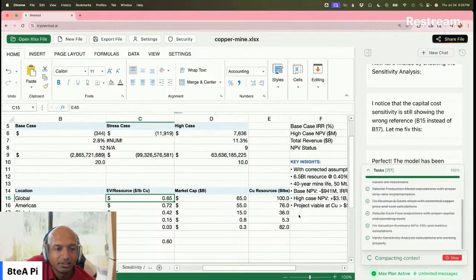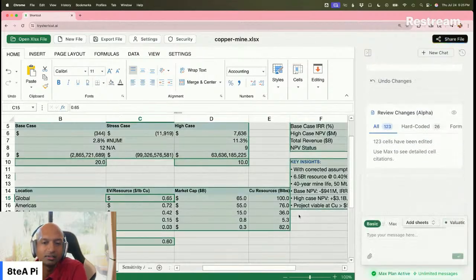It's verifying sensitivity analysis, compacting context. I have a feeling that I am really working this model right now, which should not be the case. So what we have is a very buggy model, but I think it's kind of there.